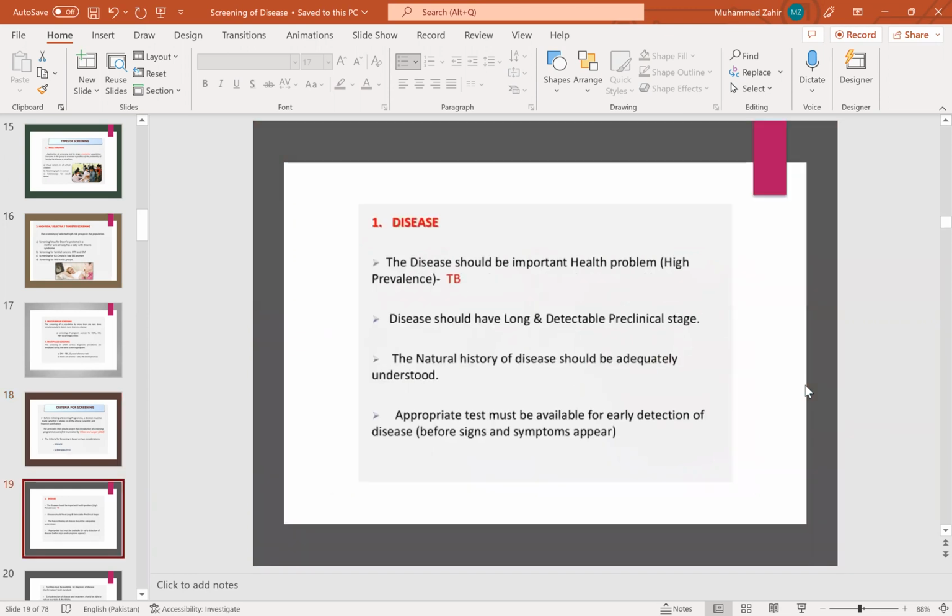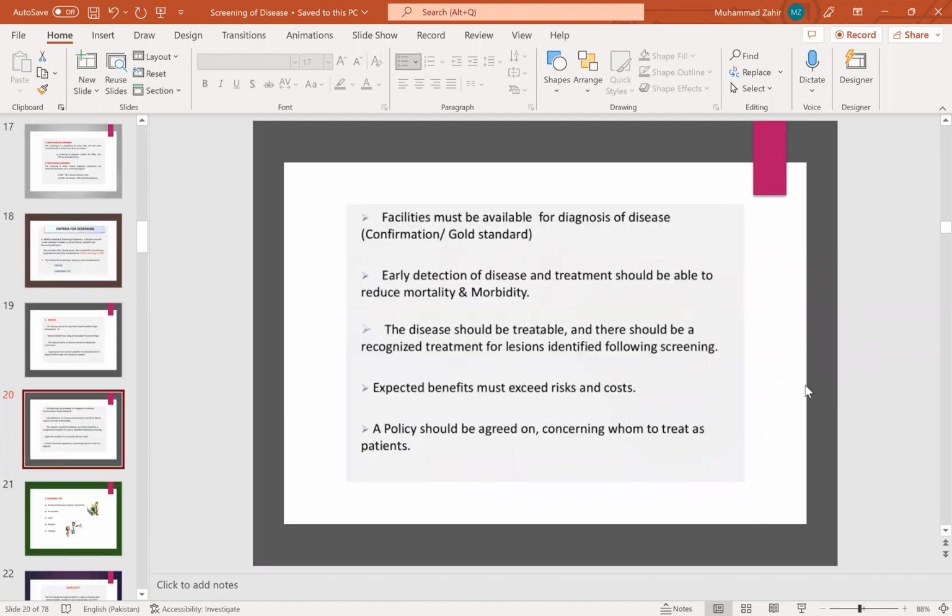Disease. The disease should be an important health problem. It should have high prevalence, like TB. The disease should have a long and detectable preclinical stage. The natural history of the disease should be adequately understood. Appropriate tests must be available for early detection of the disease before signs and symptoms appear. Facilities must be available for diagnosis of the disease, like information on good standard tests.